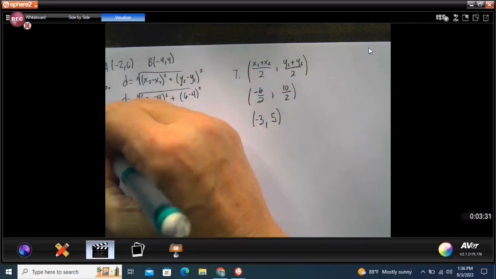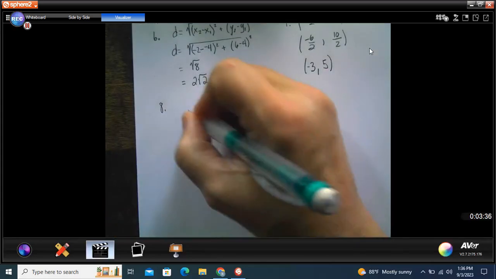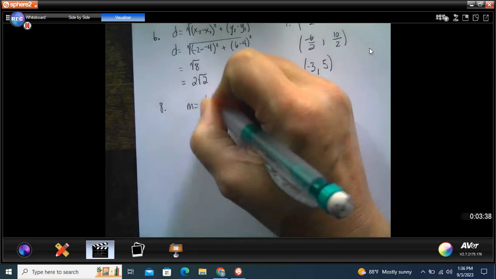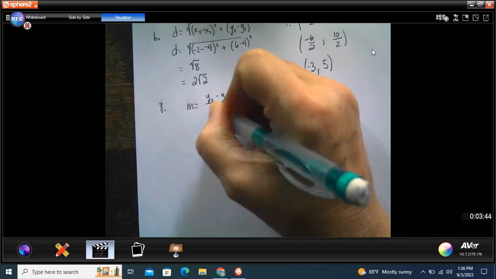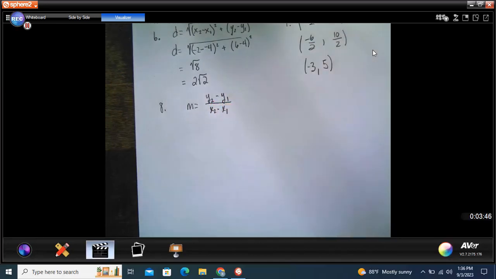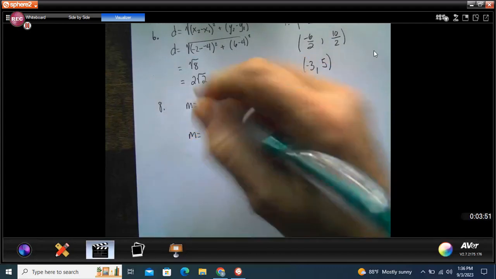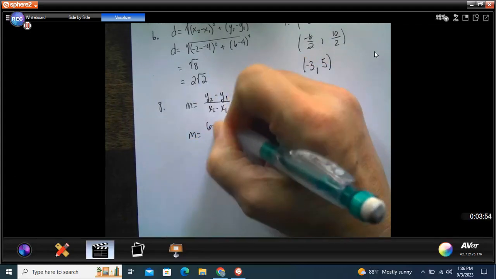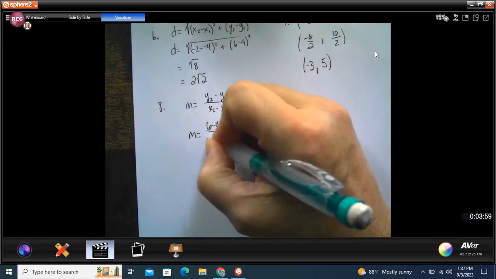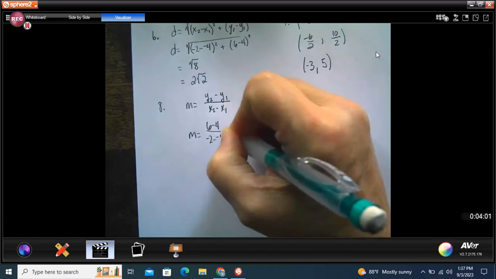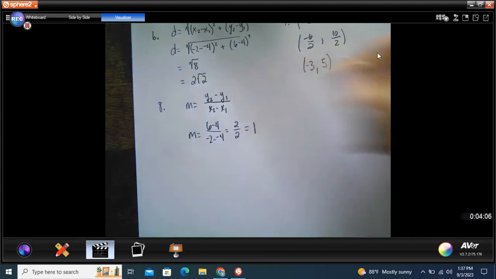And then for number 8, I'm supposed to find the slope. The slope of a line is y2 minus y1 over x2 minus x1. So for our 2 points, it's going to be 6 minus 4. Remember that if I do 6 minus 4, I have to do -2 minus -4. Looks like that's going to be 2 over 2. The slope of that line is 1.